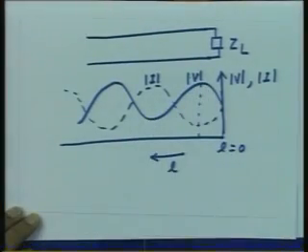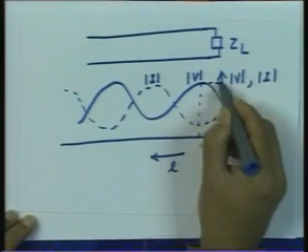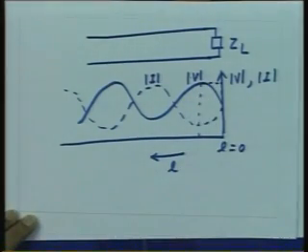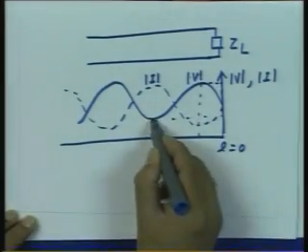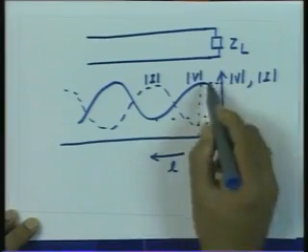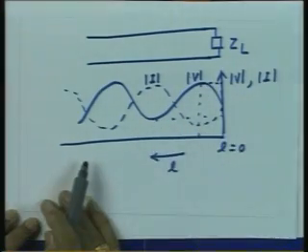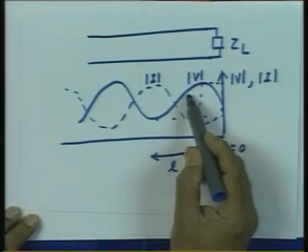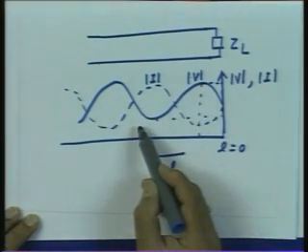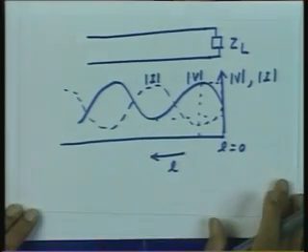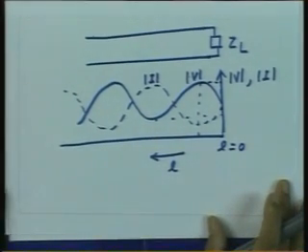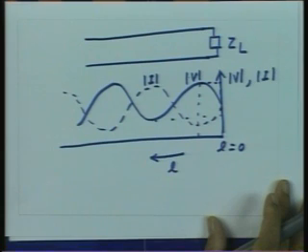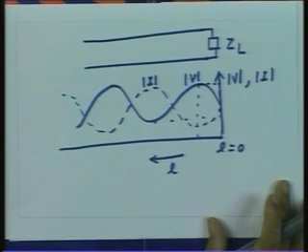So, we define this quantity using the maximum magnitude on the standing wave and the minimum amplitude on the standing wave. If I call the maximum value V max and the minimum value V min, then the ratio of V max to V min magnitude is called the voltage standing wave ratio. This is a very important quantity, because without carrying out any phase measurement, we can measure it on the transmission line.